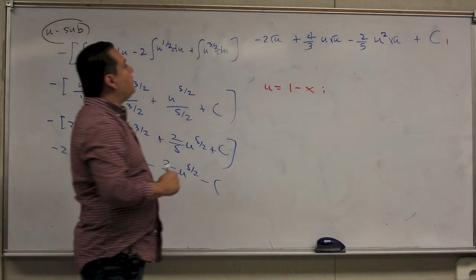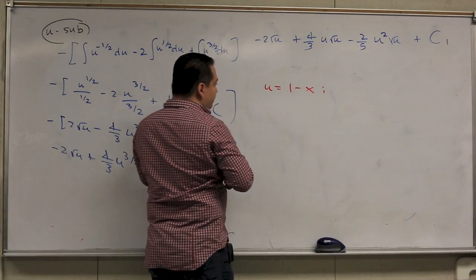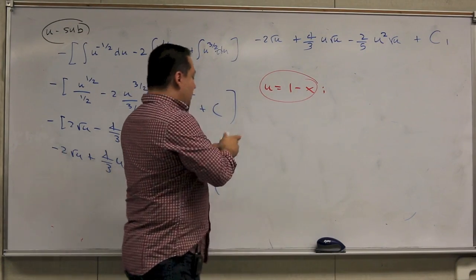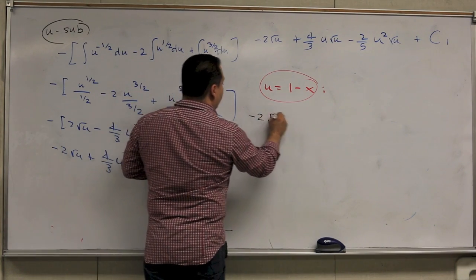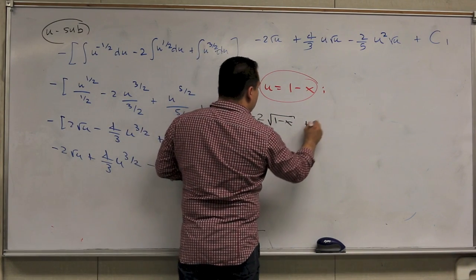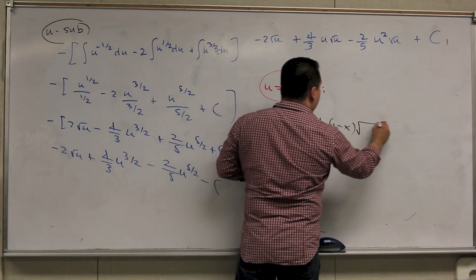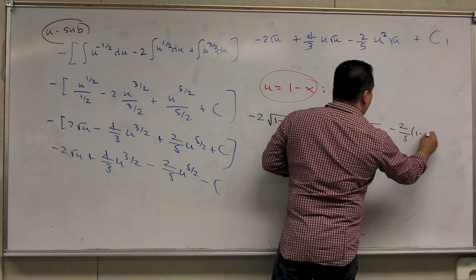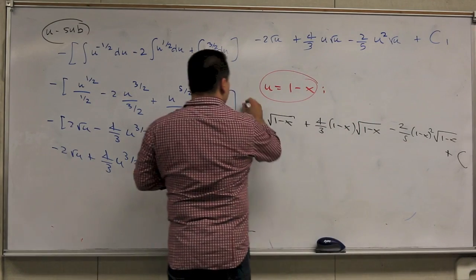So this is your answer in terms of what? U, but what in the world is u? This is 1 minus what? 1 minus x. So your final answer is going to be negative 2 square root of 1 minus x, plus 4/3 times 1 minus x times square root of 1 minus x, minus 2/5 times 1 minus x squared times square root of 1 minus x, plus my constant, what? C.